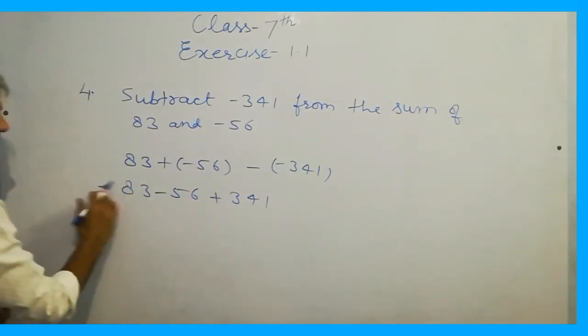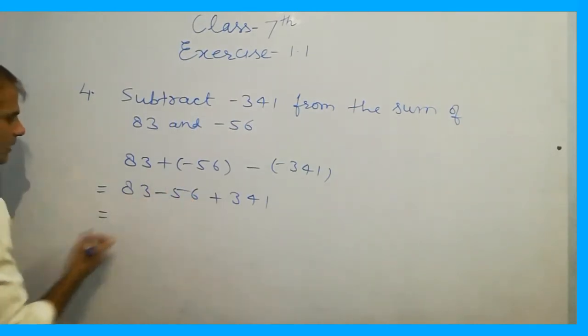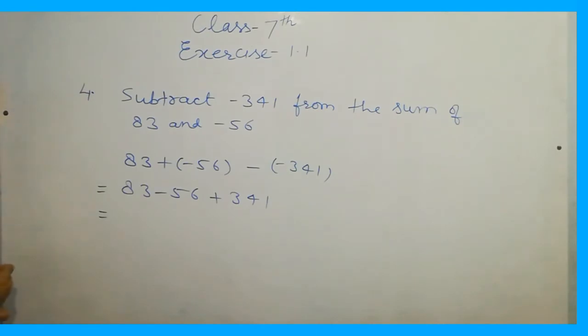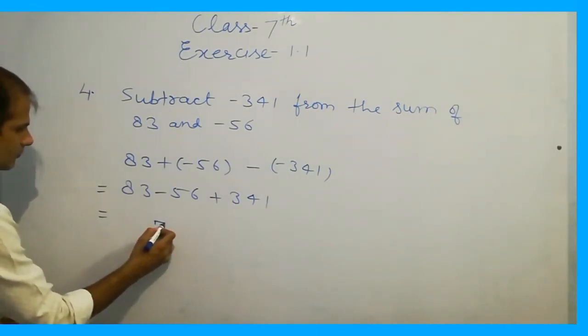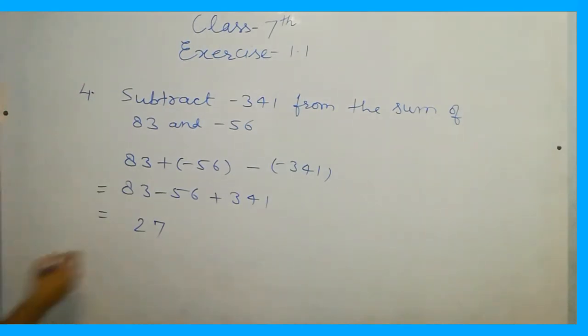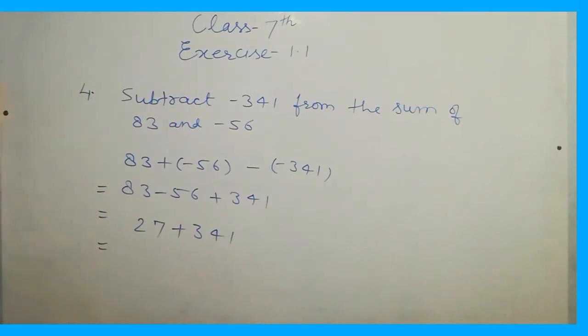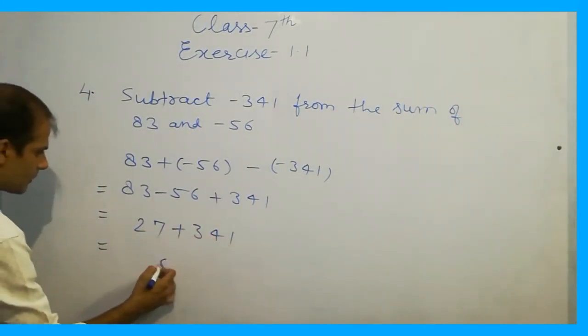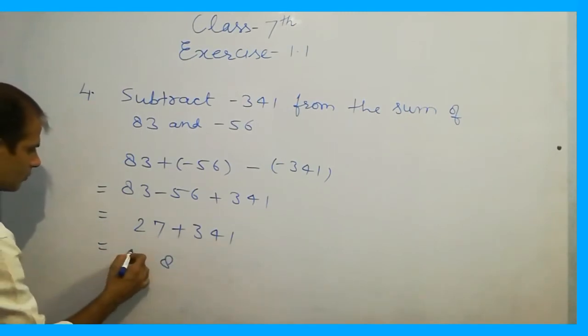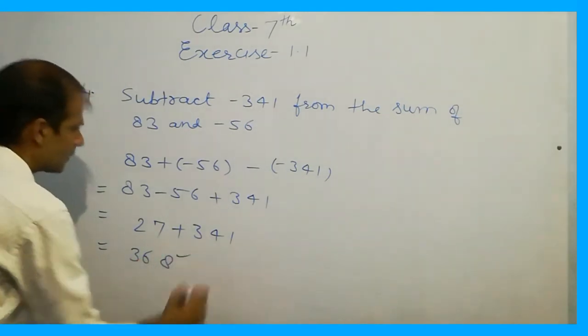So it depends on you. Now I am solving as the sign appears from left to right. So 83 minus 56, what is that? It is 27. Okay, plus 341. Now simply you can find the answer. Now you can do it very easily. See, 7 plus 1 is 8 and 34 plus 2 is 36 and the answer is 368. So this is the answer.